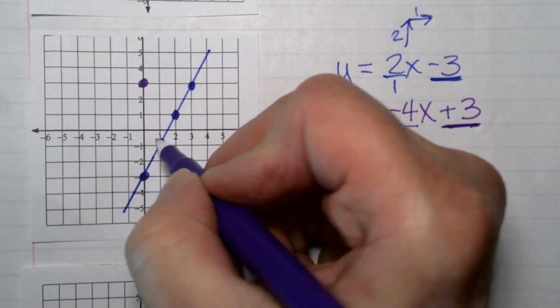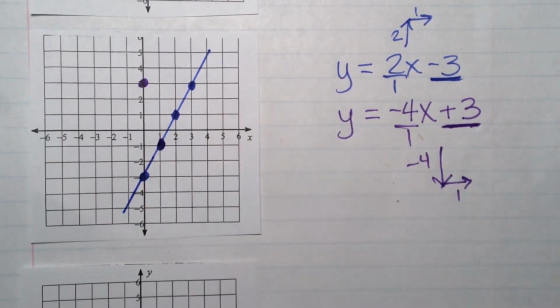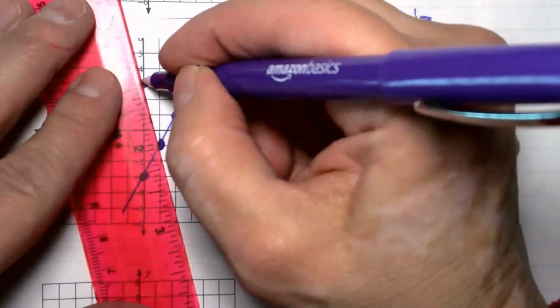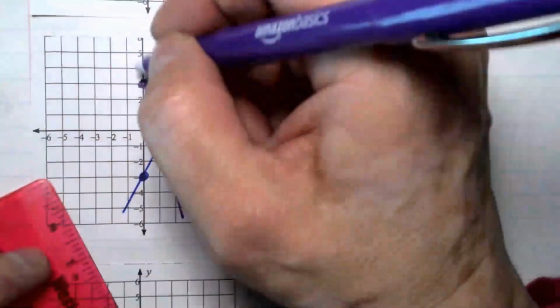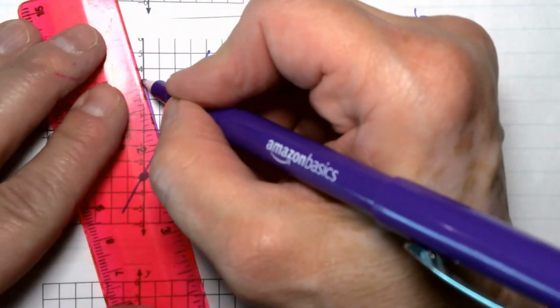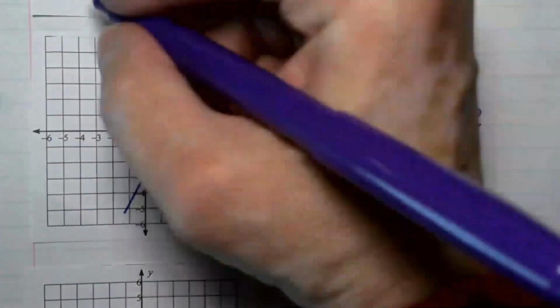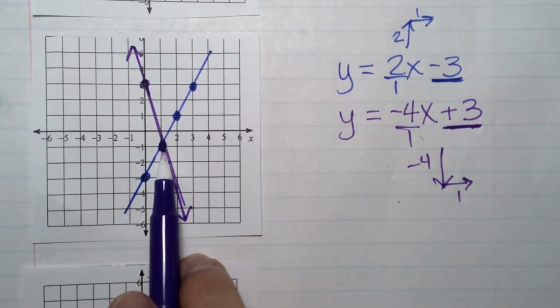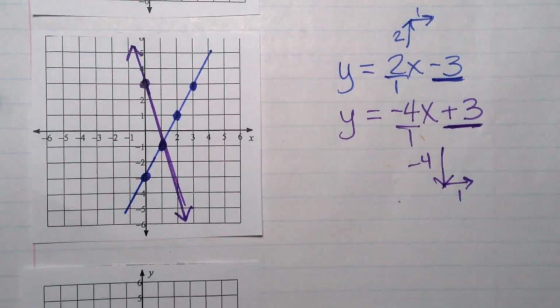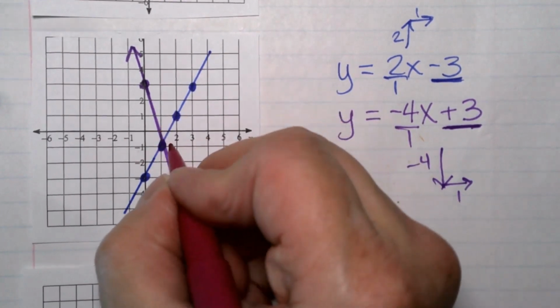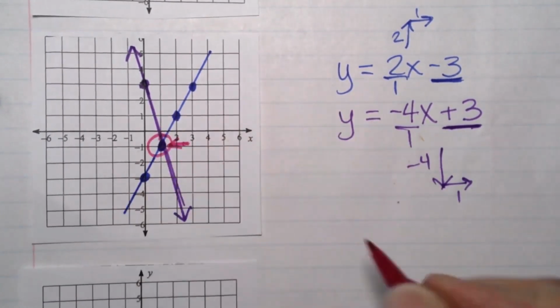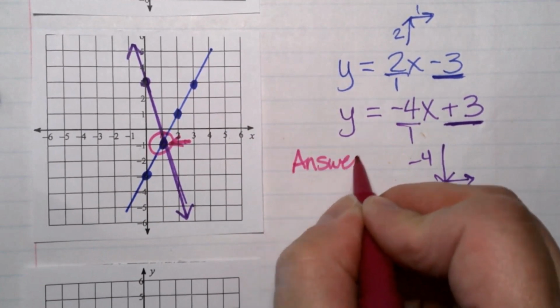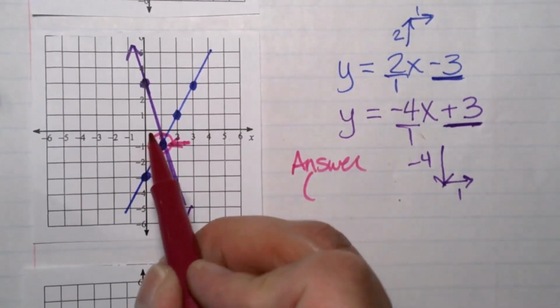Boom! Landed right on it. First off. Very good. That is my intersection point. In real life, sometimes these are going to be fractions and decimals, but while we're learning it, I'm always going to have it so you have a very clear answer and you don't have to guess. It's right there. And that point is x equals 1, y equals -1.